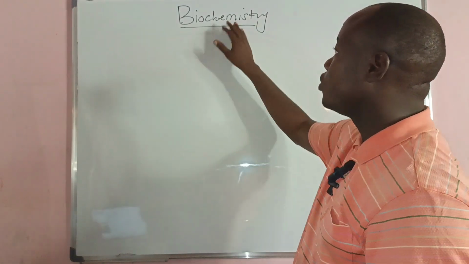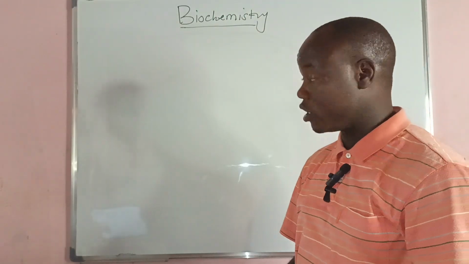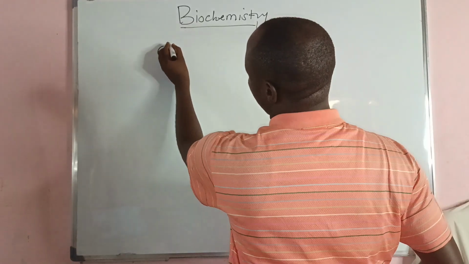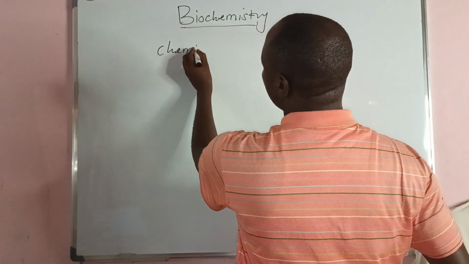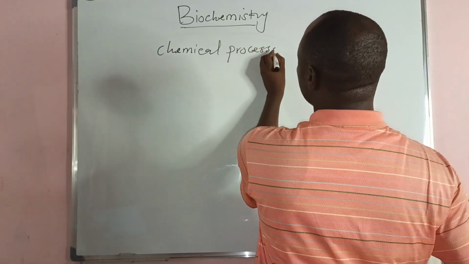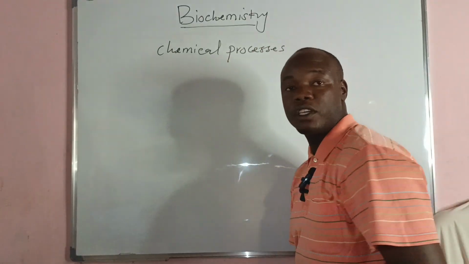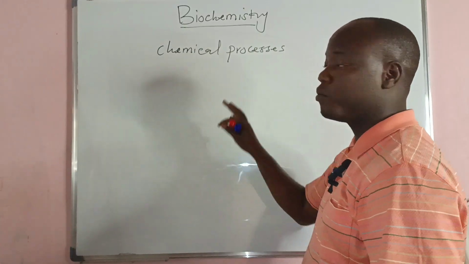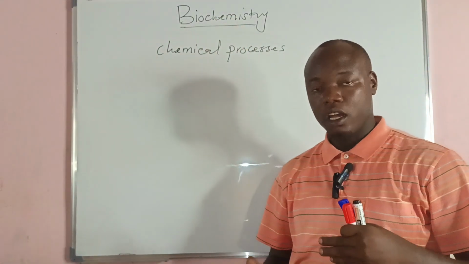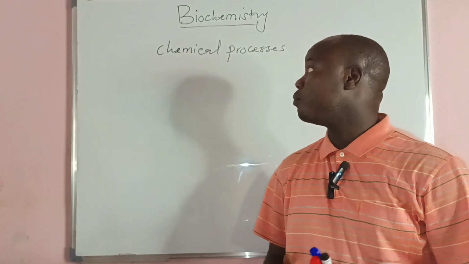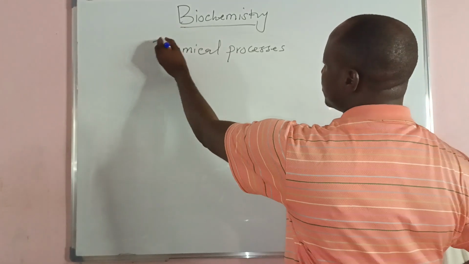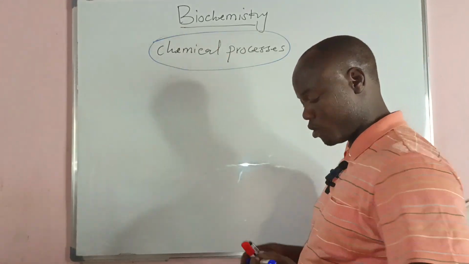So in this video, we are going to look at the concept of biochemistry. So what is biochemistry? Biochemistry is the study of chemical processes in the body of living organisms. It is one of the branches of science, or branches of biology, that deals with the study of chemical processes that are taking place in the body of living organisms.